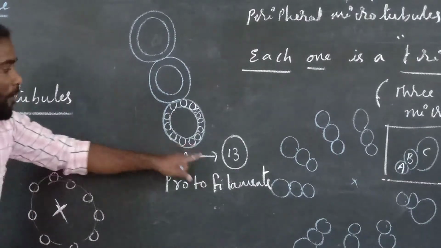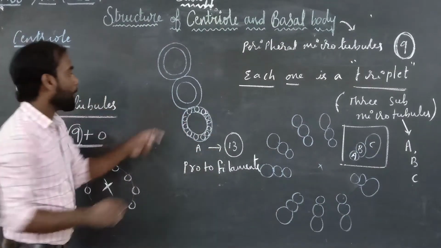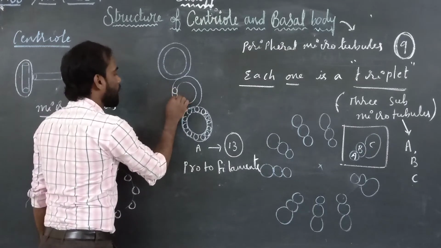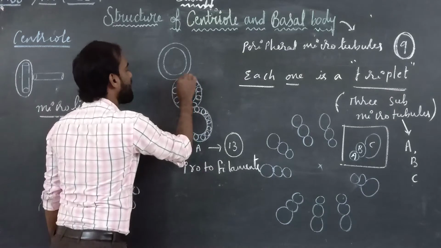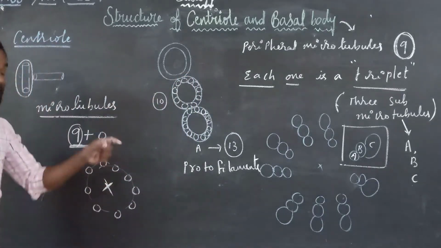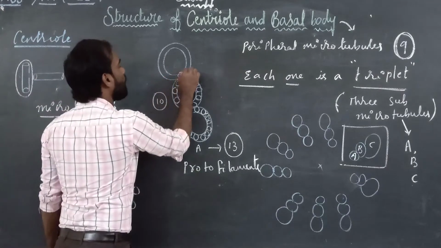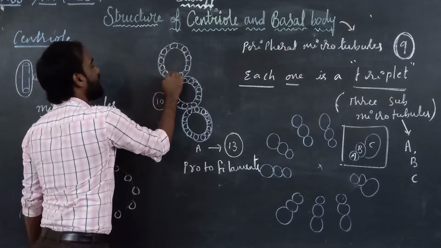Okay? A is made up of how many protofilaments? 13 protofilaments. Whereas, B is made up of 10. 1, 2, 3, 4, 5, 6, 7, 8, 9, 10. C is also made up of 10. 1, 2, 3, 4, 5, 6, 7, 8, 9, 10.